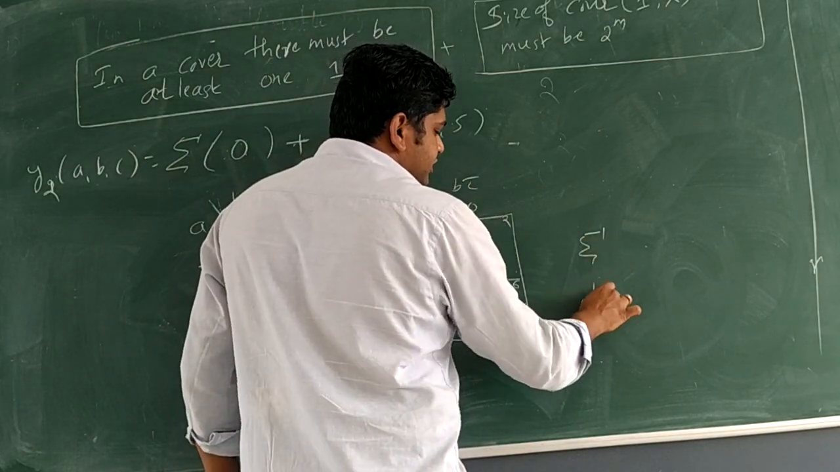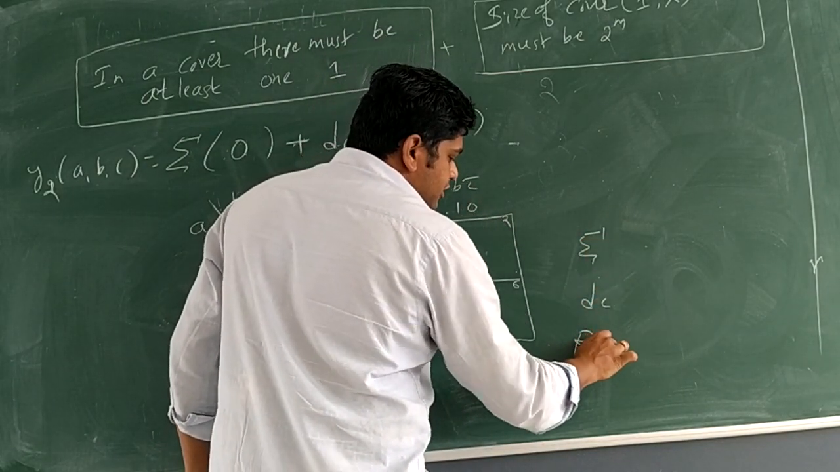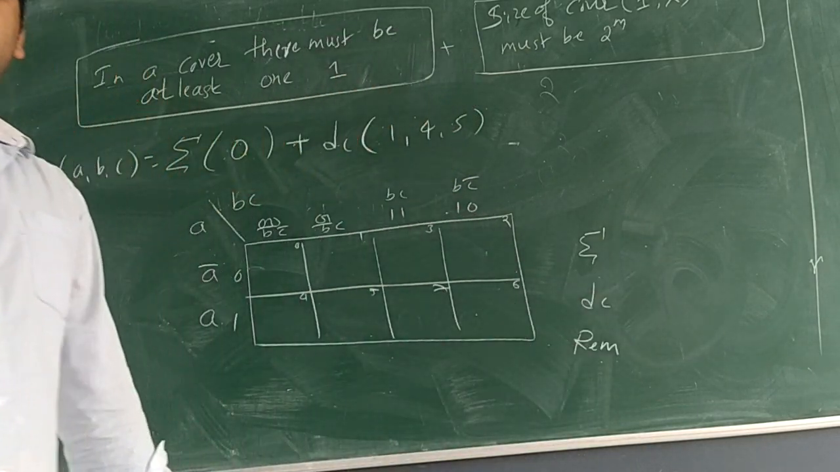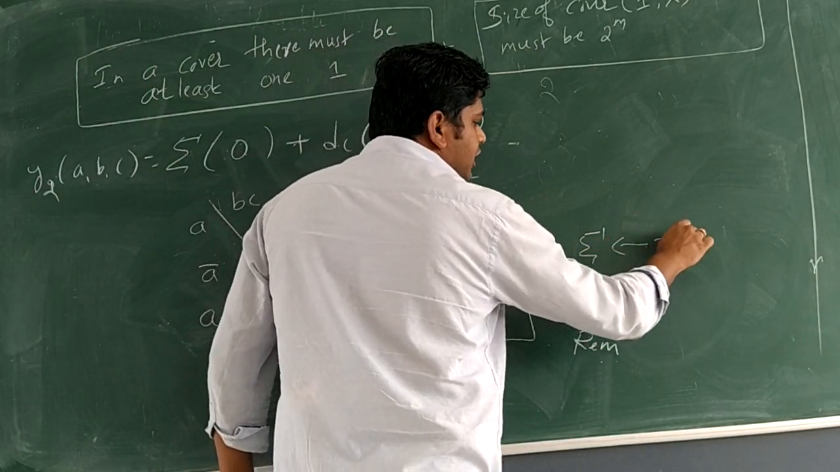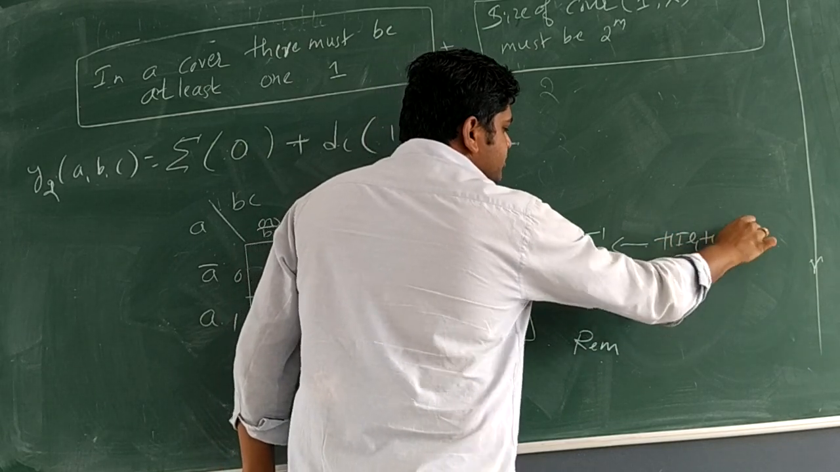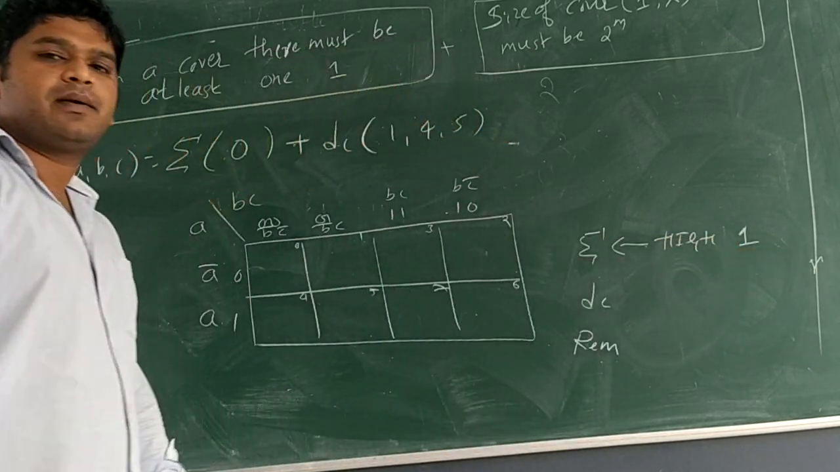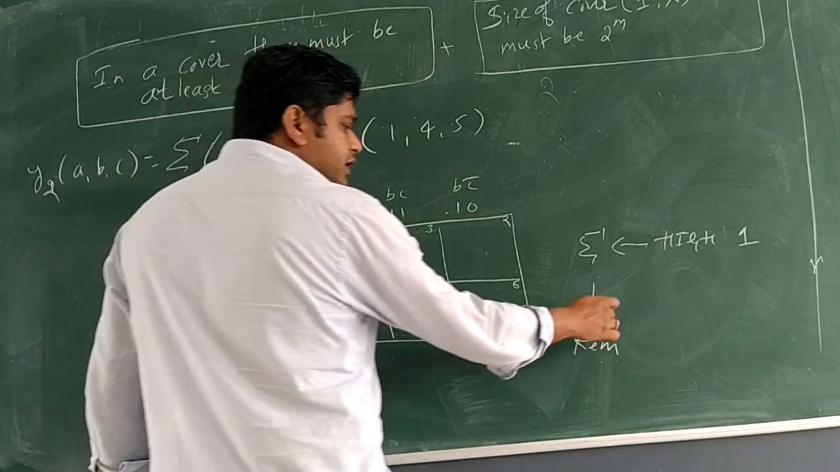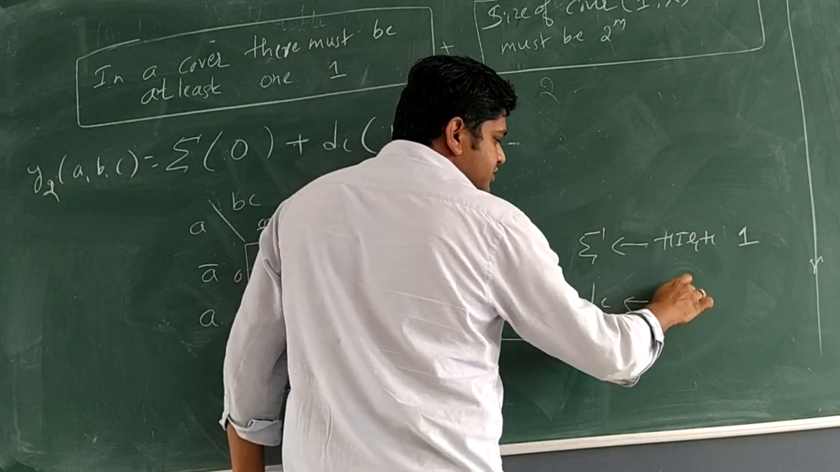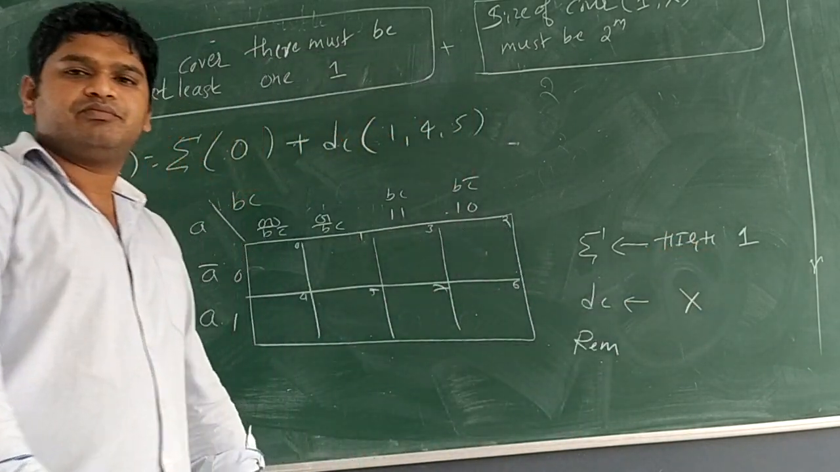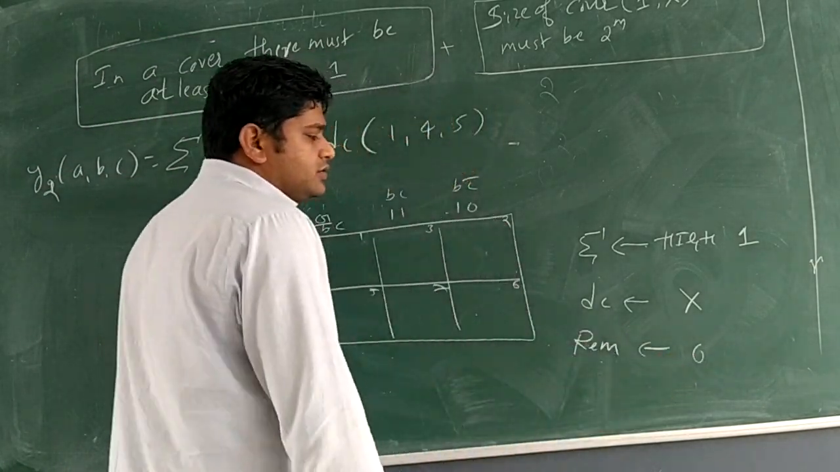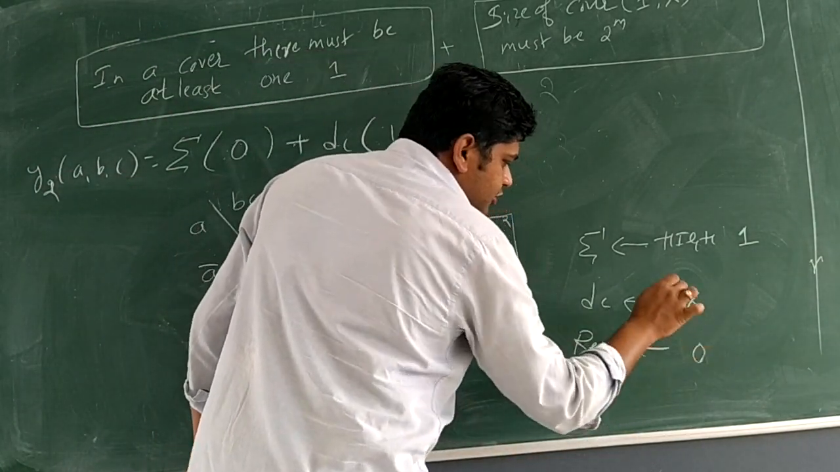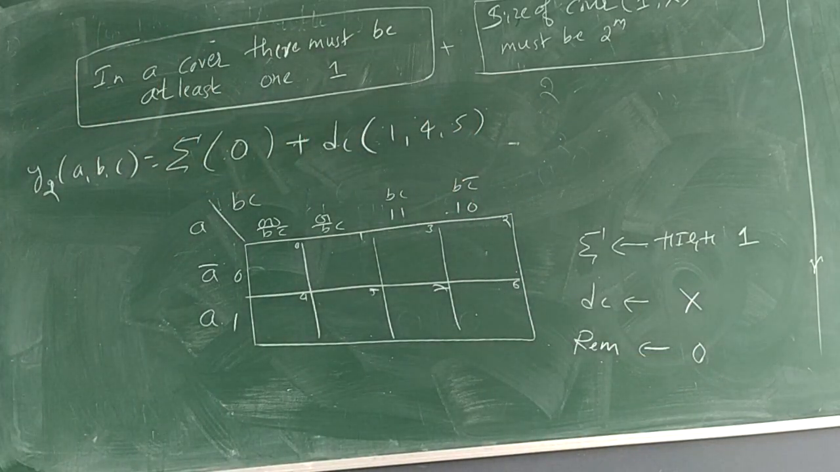So what are the 3 locations we have? Summation set, don't care set, and the remaining set. What is the symbol to be written in the summation set? Pi. That means numerical value 1. The symbol to be written in the don't care set is X. The remaining should be filled with 0.